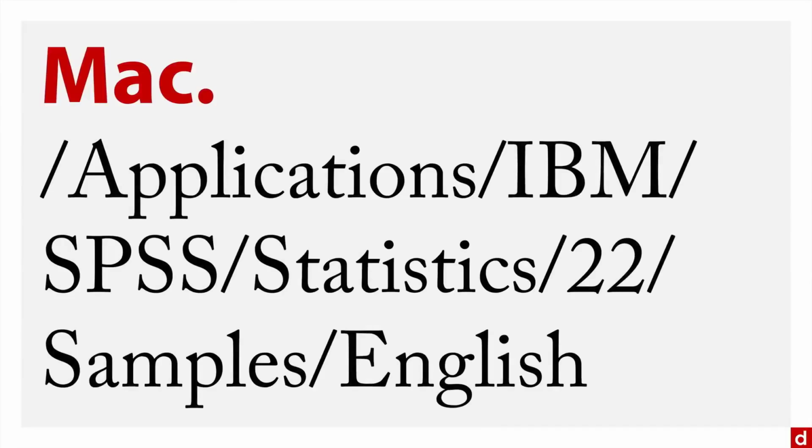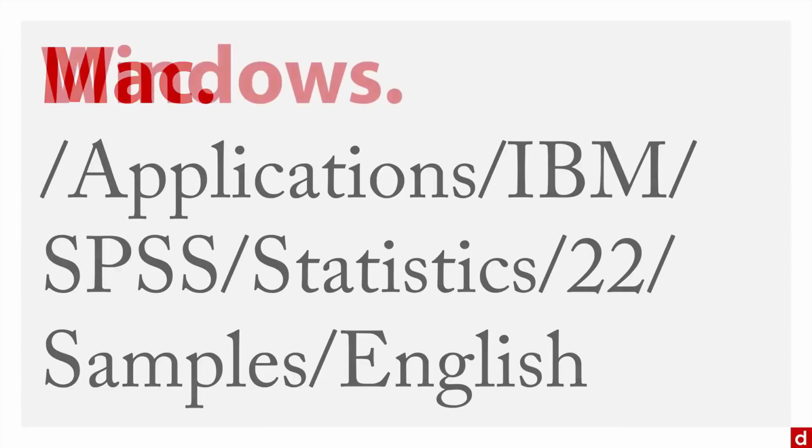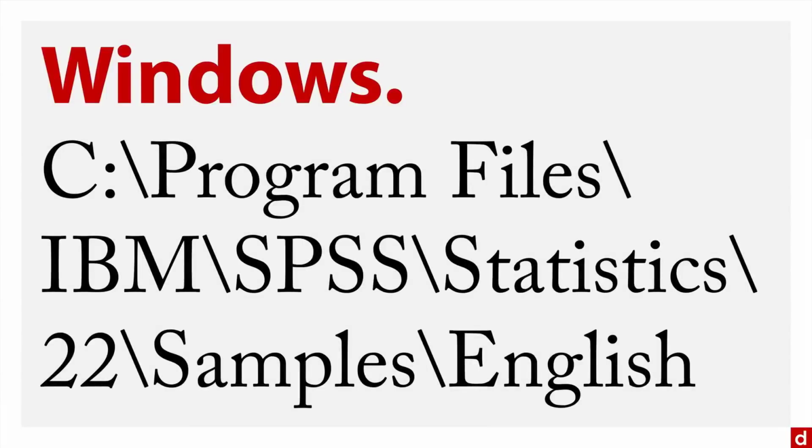Now, if you're on a Macintosh like I am, then it's going to be in your Applications folder under IBM SPSS Statistics 22 or whatever version you're using, then Samples, and then in English, then you'll have them. In Windows, it's a little bit different. It's going to be C, Program Files, IBM, SPSS Statistics 22 or whatever version you have, Samples, and then English. So you have to navigate to that manually in order to be able to find those.